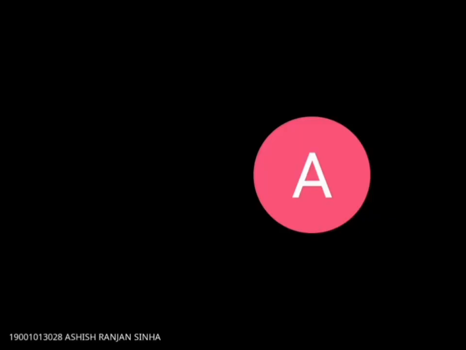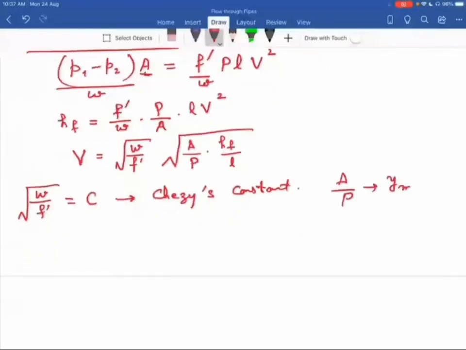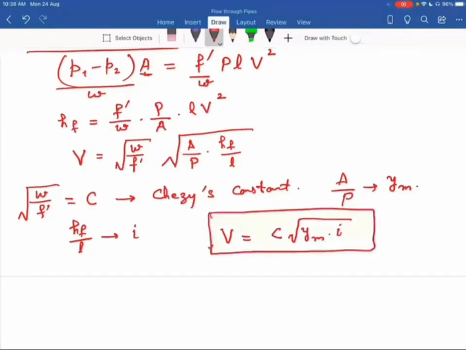A upon P, that is Ym, hydraulic mean depth. And then h_f divided by L is head loss due to friction per unit length. So I denote it by I. So now the formula is V equal to C under root of Ym into I. This equation, V equal to C under root of Ym I, we call J.J.'s equation.